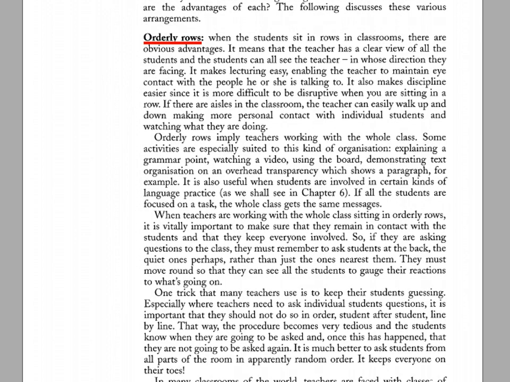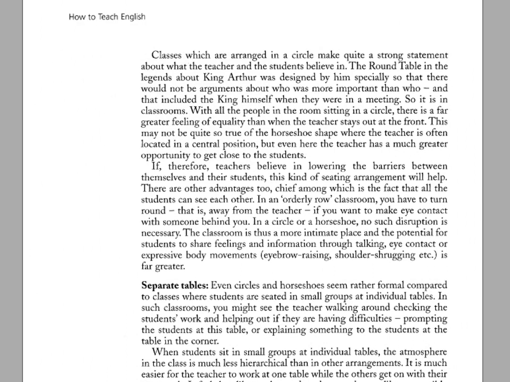Orderly rows, when we talk about orderly rows, imply teachers working with the whole class. So it means maybe I'm standing in front of all of you and talking to you. When teachers work with the whole class, orderly rows are vitally important to make sure that they remain in contact with the students. So this contact is considered one advantage.